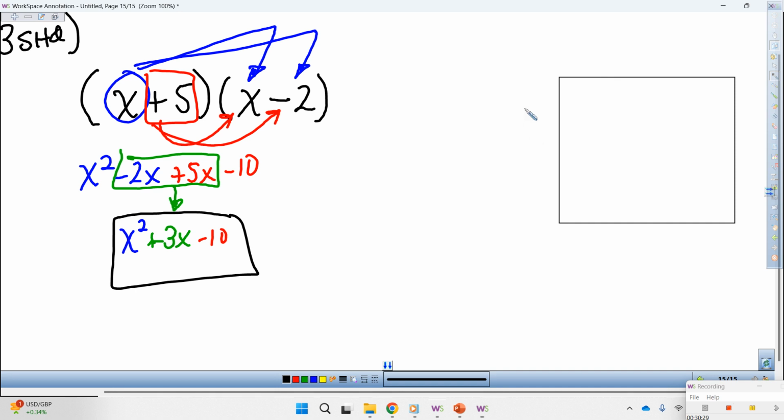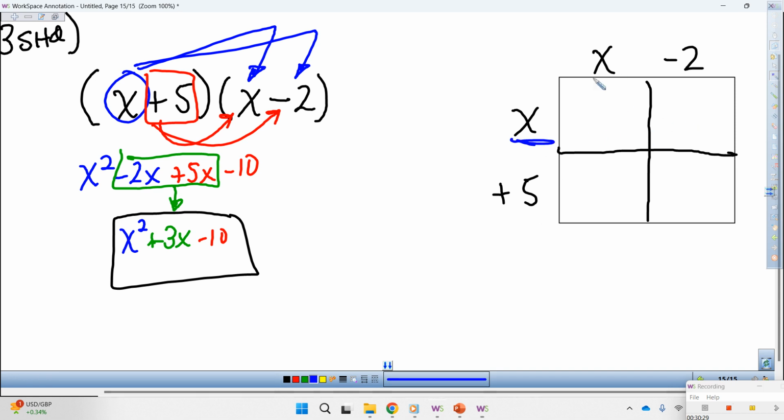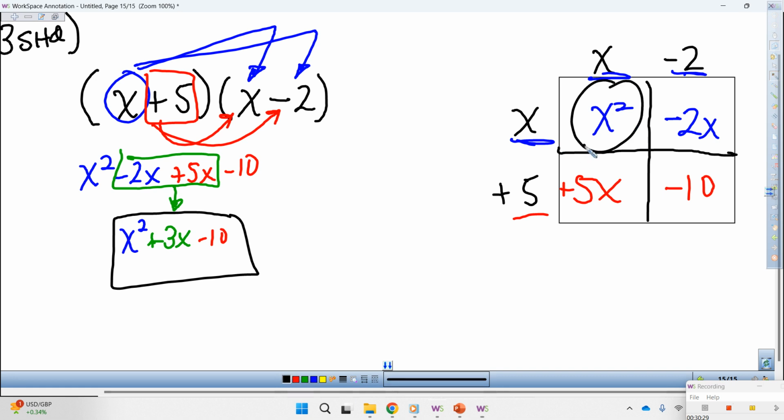Gabriel, help us out with the area model. We got x positive 5 and x minus 2. What goes where? What goes on the top two areas? Second areas? Positive. Good, Gio. Combine stuff, is there another x squared?